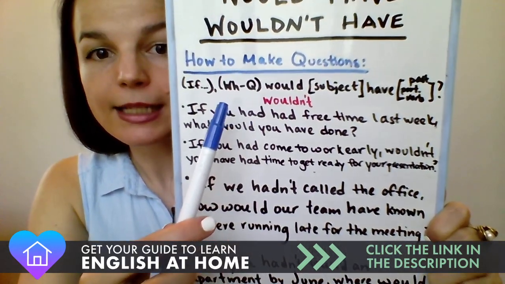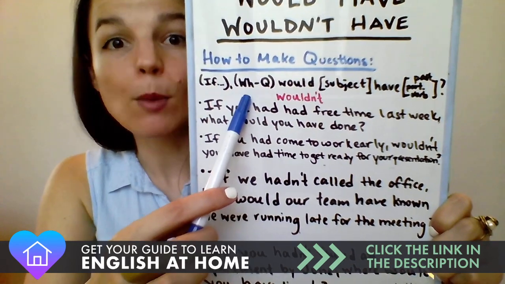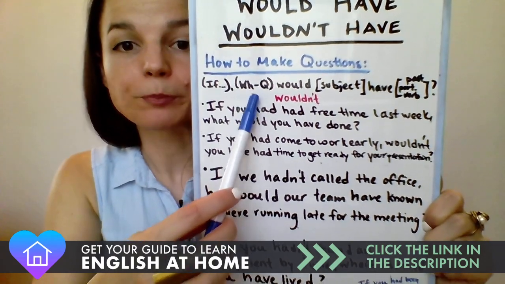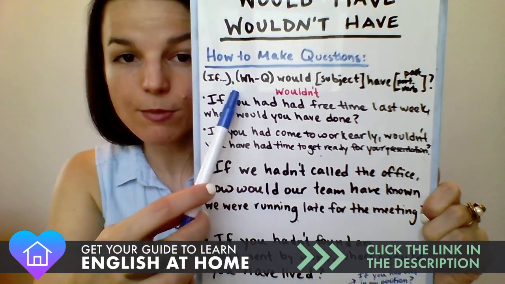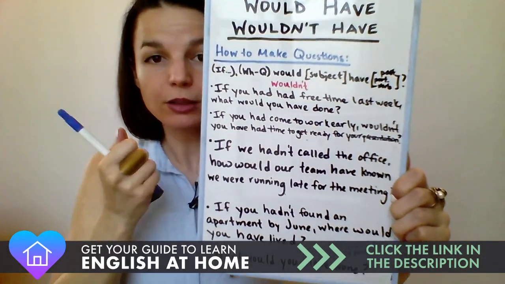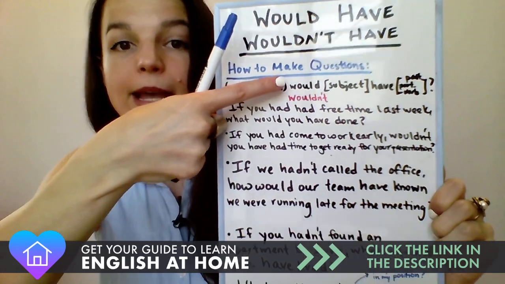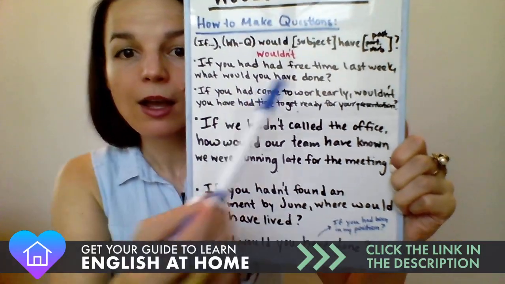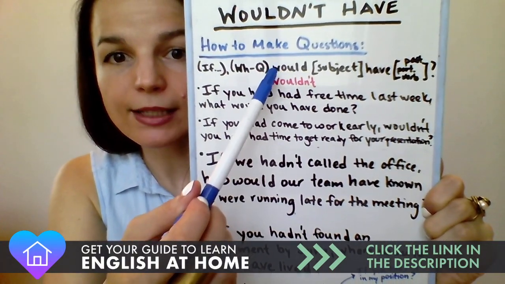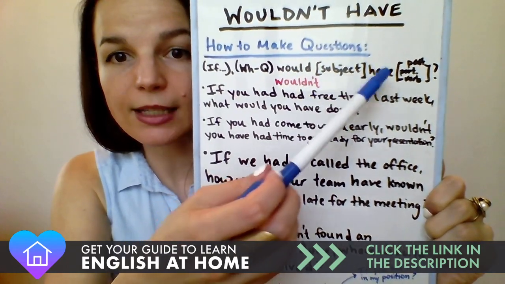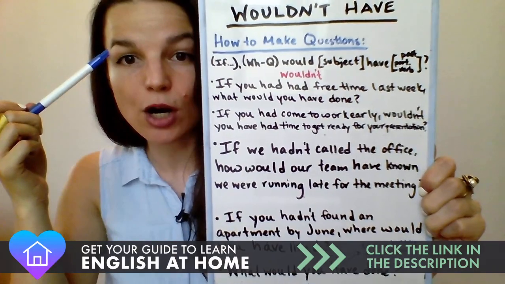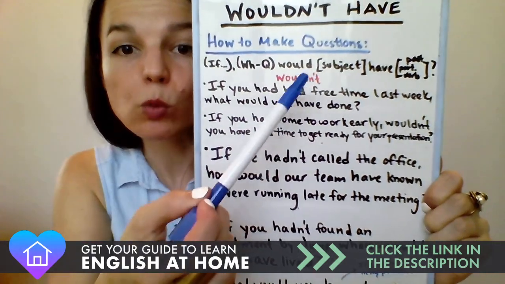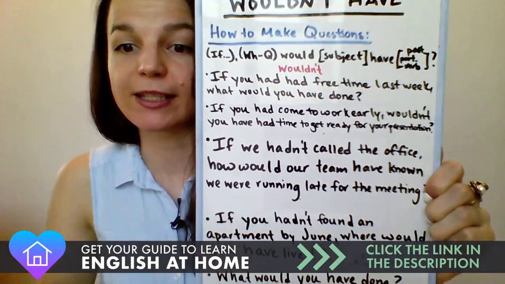The next part here is WHQ. This means WH question: who, what, where, when, why; how is also okay here. We can use a WH question at the beginning to show we need information, or we can remove it to make a yes or no question. Again, we're going to practice this in just a minute. The last part is the same as we've been practicing: would, subject, have, past participle verb. To make it negative: wouldn't, subject, have, past participle verb.